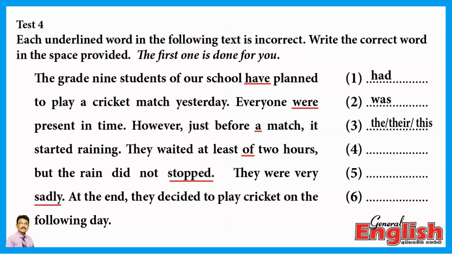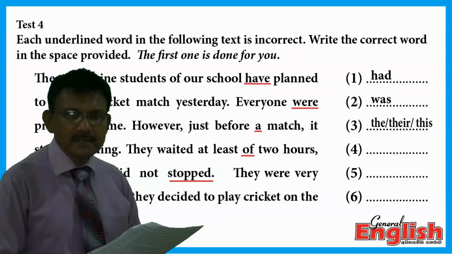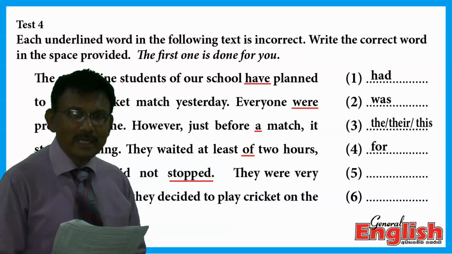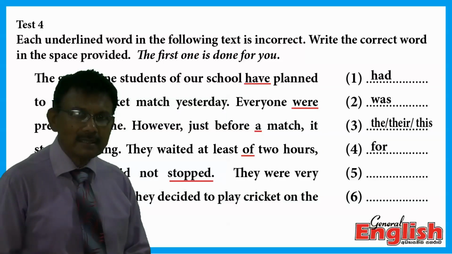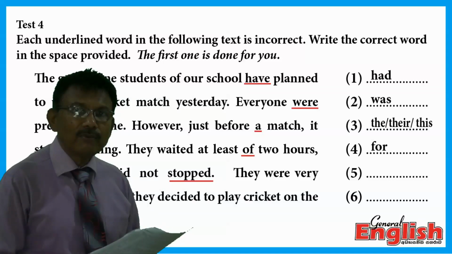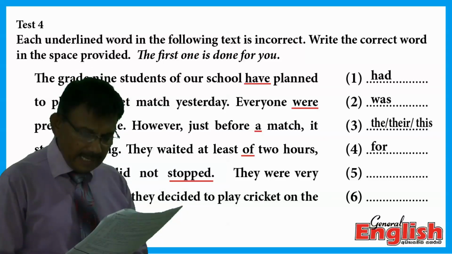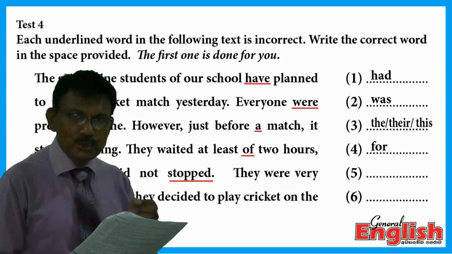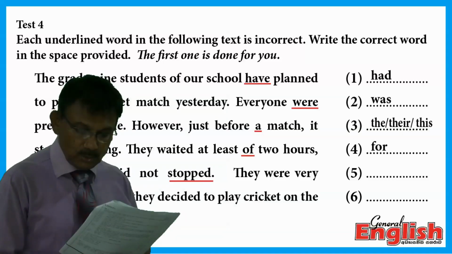They waited at least of 2 hours. Now they means those students waited at least of 2 hours. Here we can't use of 2 hours. It must be at least for 2 hours. When we are talking about hours, days, months, weeks, for 2 weeks, for 3 weeks, for 3 months, we waited for 2 months. Like that, they waited at least for 2 hours. So, of is underlined, that is wrong. The correct word must be for 2 hours.